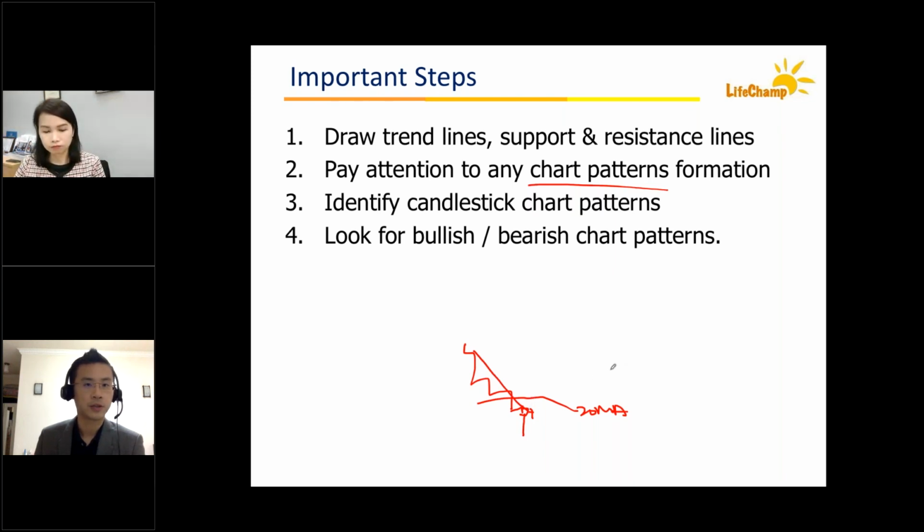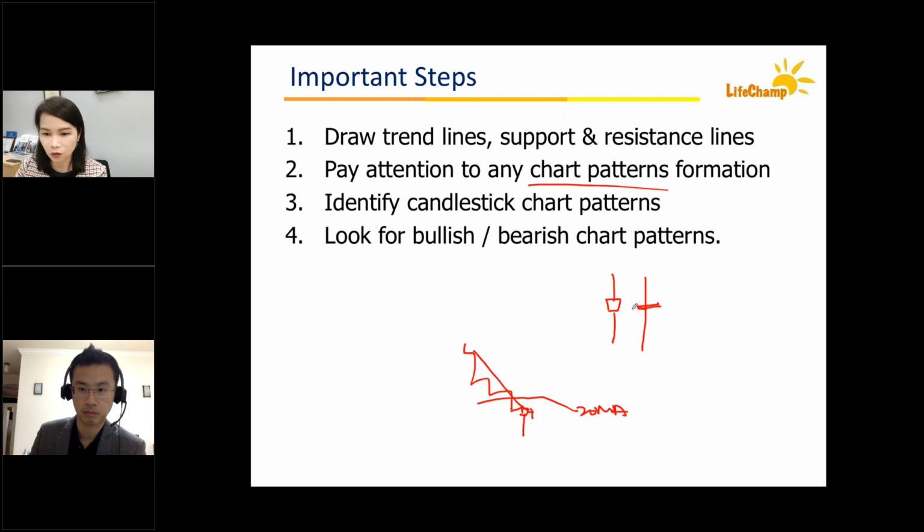Okay, so the next question is by Hong Ui. What is the difference between spinning top and doji? The spinning top is where you have this small body. Whereas the doji doesn't have any body at all.